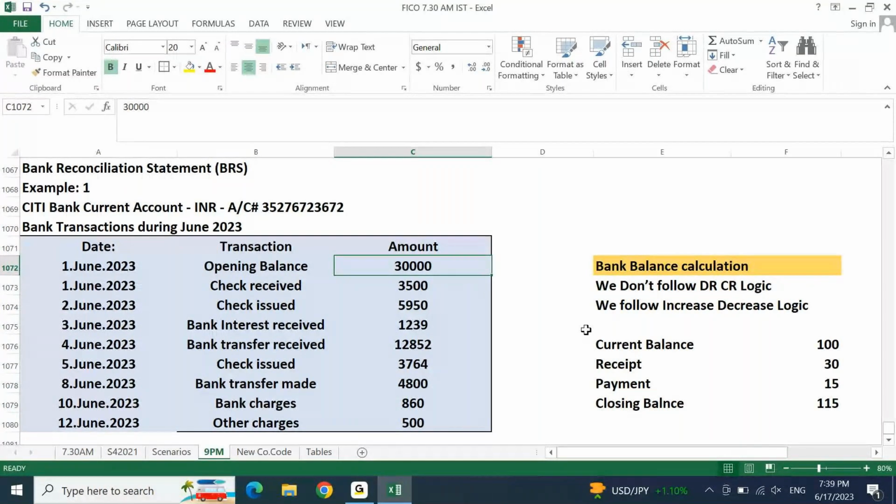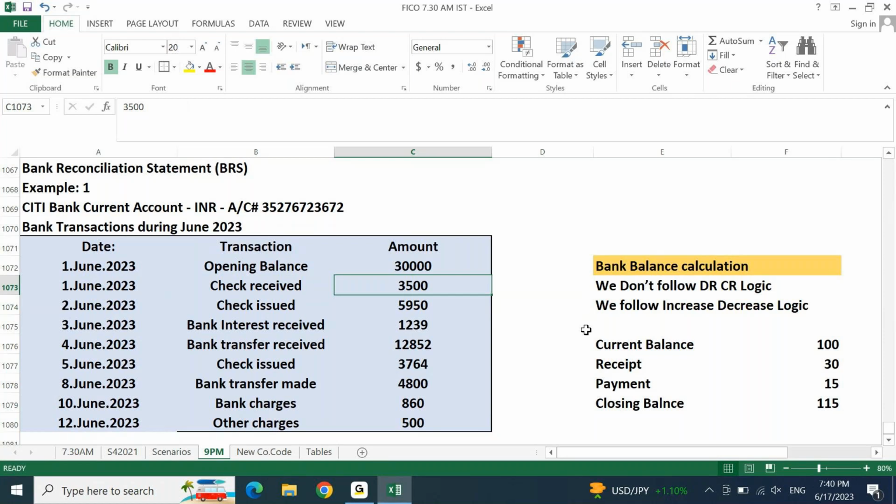Now next one, let us focus from the transaction onwards. What is the first transaction? First transaction is check received. When you receive the check, your bank balance will increase or decrease? Increase. When you receive a check, your bank balance will increase. If your bank balance is increasing, is this a plus or a minus? Plus. So for plus, do you put any symbol or it will be a plain number? It will be a plain number.